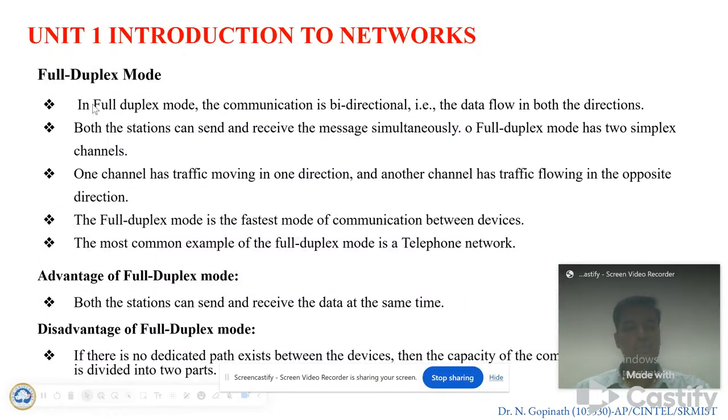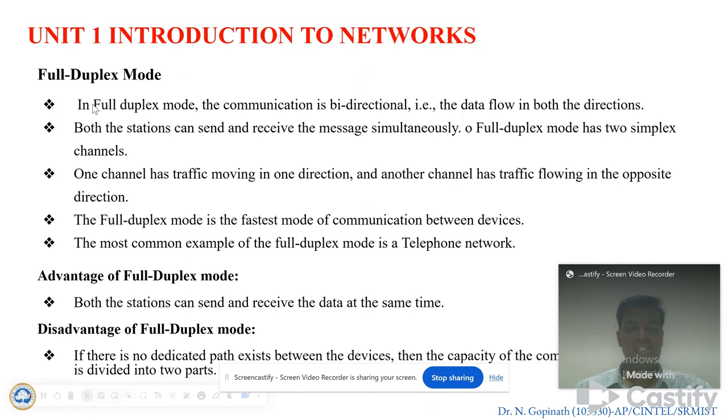Next is the full duplex mode. In full duplex mode, the communication is bidirectional, that is, the data flows in both the directions. Both the stations can send and receive the messages simultaneously. Full duplex mode has two simplex channels. One channel has traffic moving in one direction and another channel has traffic flowing in the opposite direction. The full duplex mode is the fastest mode of communication between devices. The most common example of the full duplex mode is telephone networks.